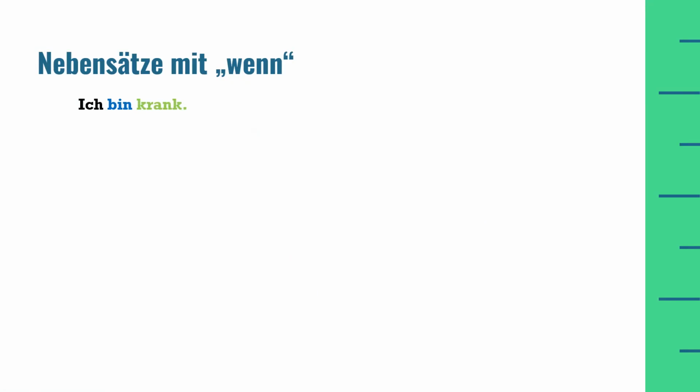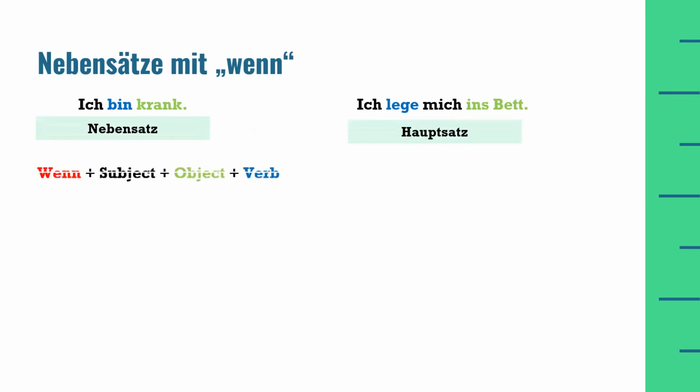Ich bin krank. I am ill. And then we have another sentence, Ich lege mich ins Bett. Ich bin krank is Nebensatz in this sentence, and Hauptsatz is Ich lege mich ins Bett. Now, the sentence structure of Nebensatz, when we try to combine these two sentences, Nebensatz and Hauptsatz, but we put the Nebensatz at the first position and then comes the Hauptsatz.